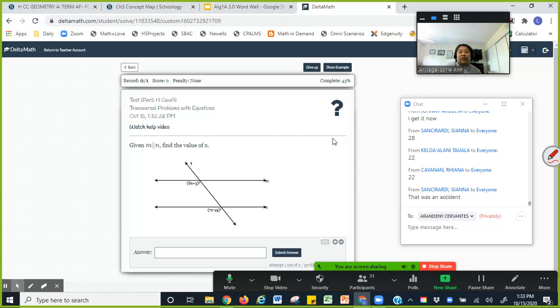Okay, so find the value of x. So how do we get 22 here? I think they are corresponding angles, right? Because they are on the same place or corresponding places. So that means we have to make them equal to each other.